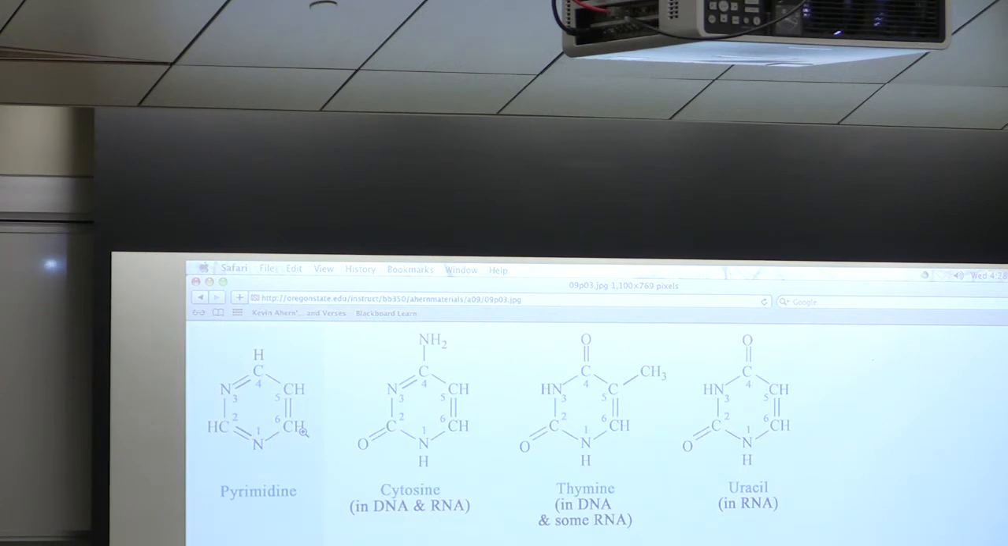So the two components so far of a nucleotide, the base, the sugar. The third component of a nucleotide is at least one phosphate. Okay? If all we have is a base and a sugar, we don't call it a nucleotide, we call it a nucleoside. Okay? Nucleoside.